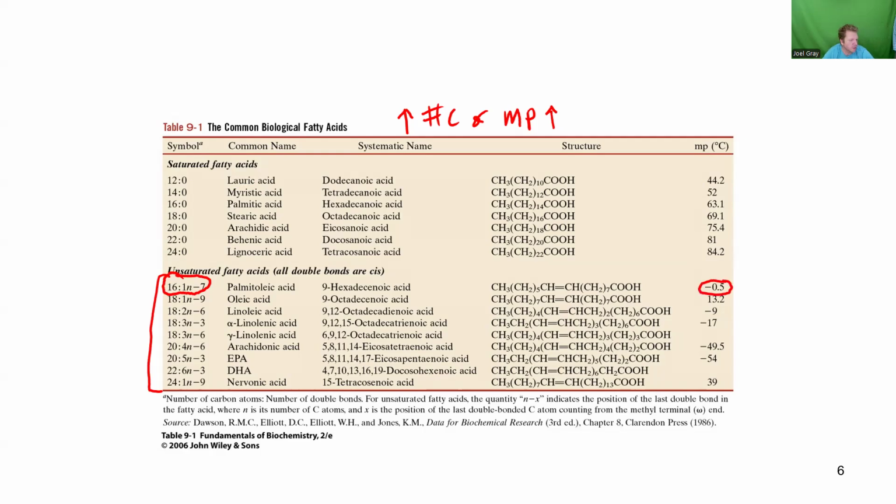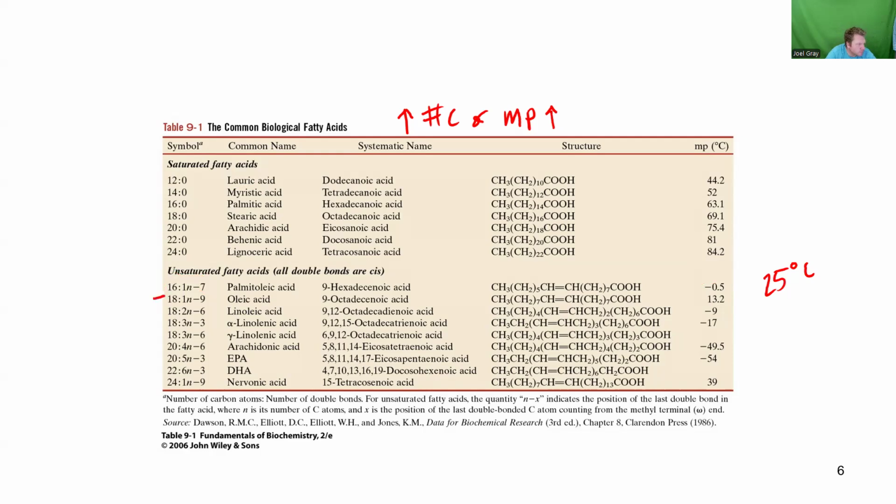-5 degrees Celsius. So if you have that palmitoleic acid at room temperature, 25 degrees Celsius, you are above the melting point. That means it is definitely going to be a liquid at room temperature. Now, we'll pick out a couple of details here, but the trend remains true. I'm going to pick out a couple of select details to illustrate this trend.